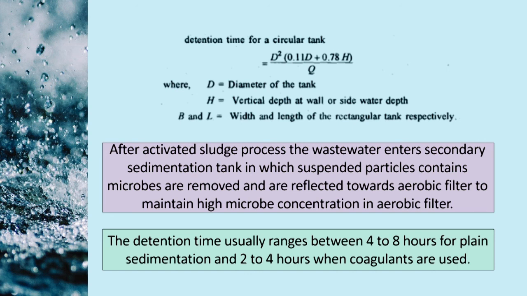The formula for a circular tank is based on the shape of the circular tank used for sedimentation, which has a cone shaped bottom with slope 1:1, and its volume is D squared into (0.11 D plus 0.78 H). The detention time usually ranges between 4 to 8 hours for plain sedimentation and 2 to 4 hours when coagulants are used. This is all about part 1 of the sedimentation process.